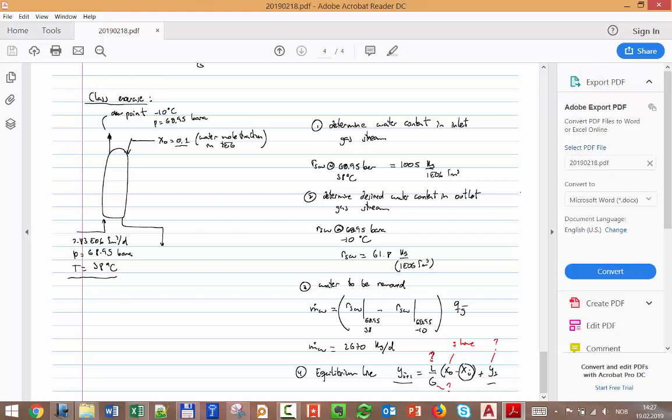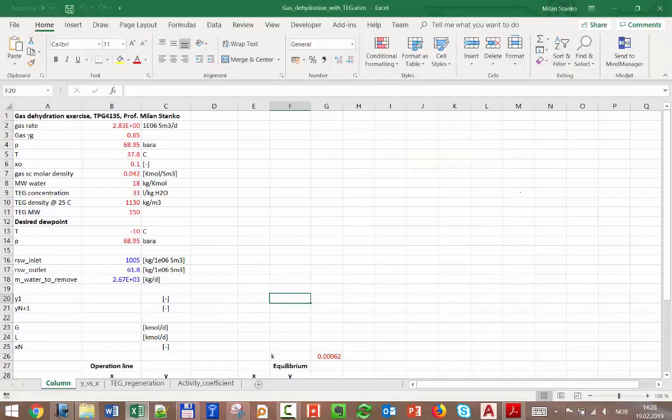So for that, I go again to the diagram with -10 and 68 and see how much water there is, because it will be saturated with water at that pressure and temperature. And I find that it is 61.8. That means the difference between these two, which is 939 or 38, is how much I have to take out with the contactor, with the TEG column. And that's the next calculation we have made. We have to remove 2 tons of water per day from that gas in the contactor. And that's what we have done so far.